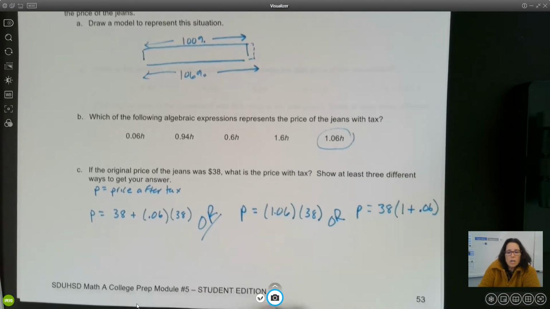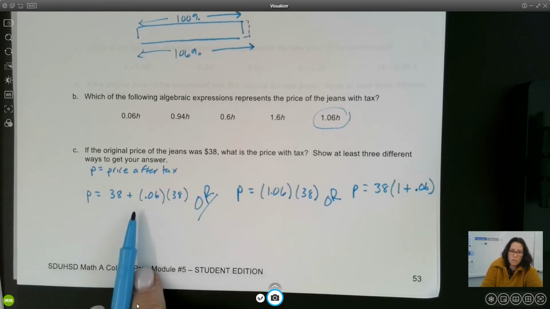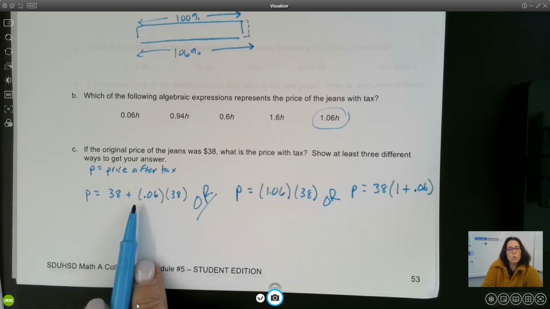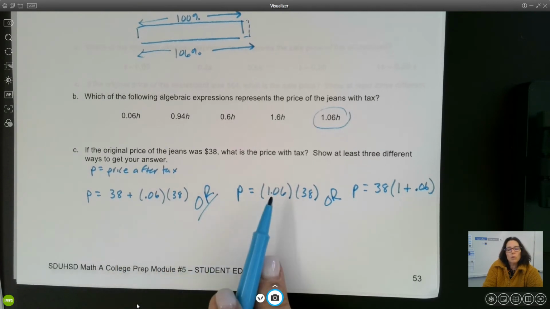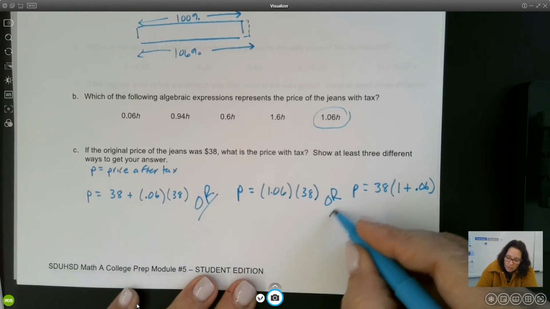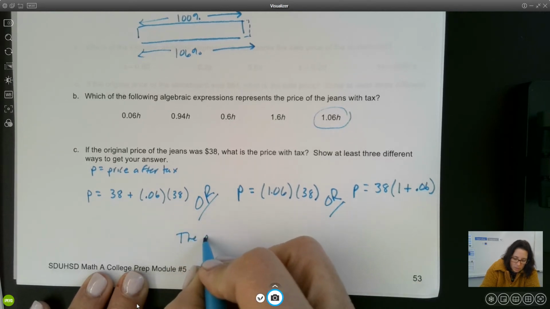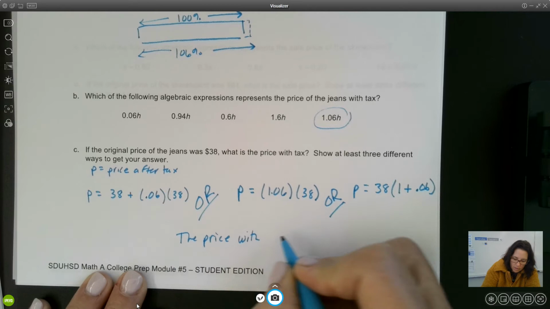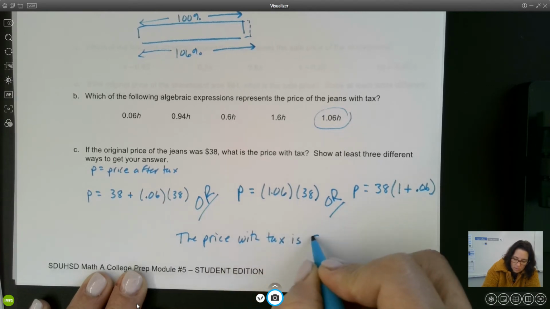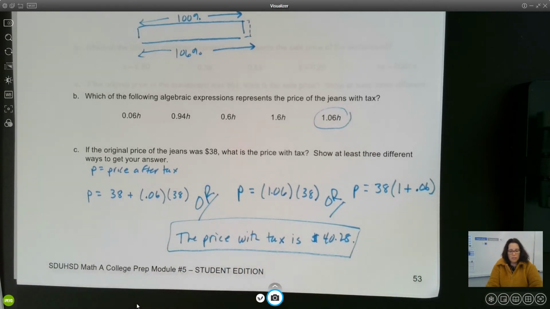Okay, you don't need to know all 3 of these. You need to understand one of them. Okay, and I think most kids went along with this one back in Module 1, but I do believe that many of you are starting to see this one also, and it's tighter and easier. Okay, so if you work any one of these 3 out, you would get $40.28. So the price with tax is $40.28.